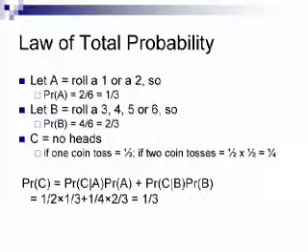The probability of C is therefore the probability of C given A times the probability of A, plus the probability of C given B times the probability of B, or 1 divided by 2 times 1 divided by 3 plus 1 divided by 4 times 2 divided by 3, which equals 1 divided by 3, or 0.33.